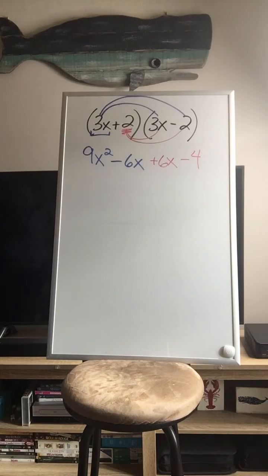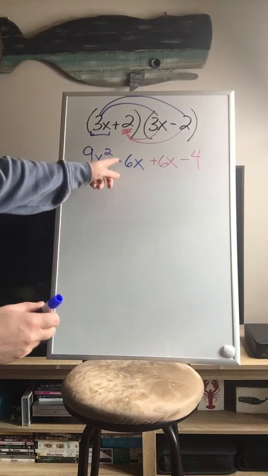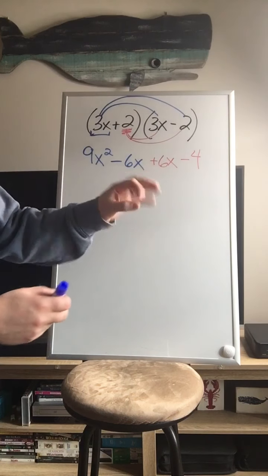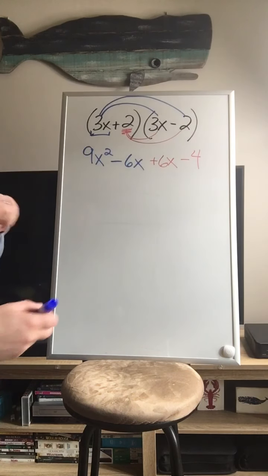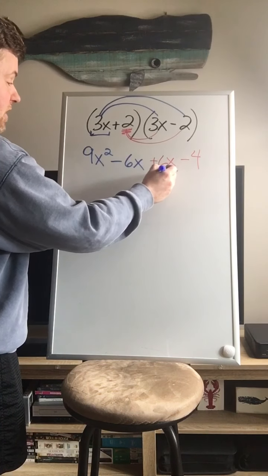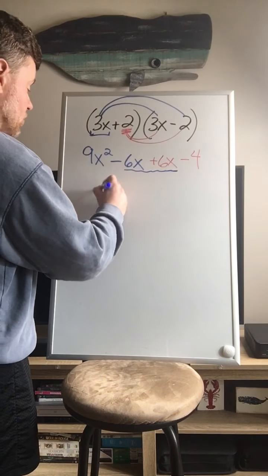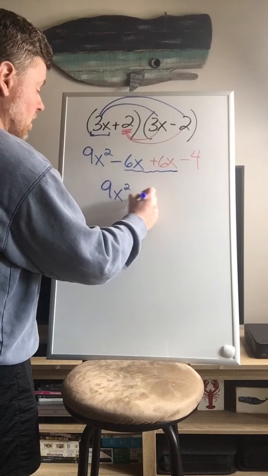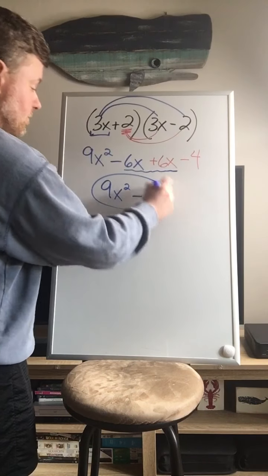And what you'll notice in this situation is, what happens to that middle term? Negative 6x plus 6x adds up to 0. So there isn't going to be a middle term. This adds up to 0x. So our answer will end up being 9x squared minus 4.